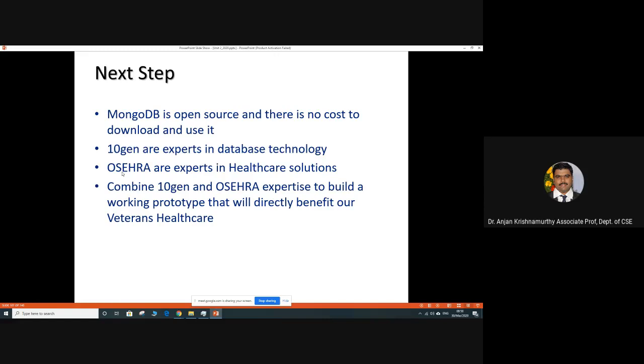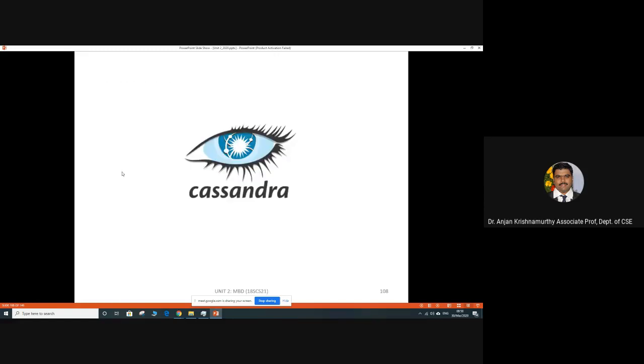So you can also look into such kind of applications. Okay. So I hope all the concepts with respect to MongoDB are clear. We are again going to another example database, right? The other example database is Cassandra, a very popular database again.